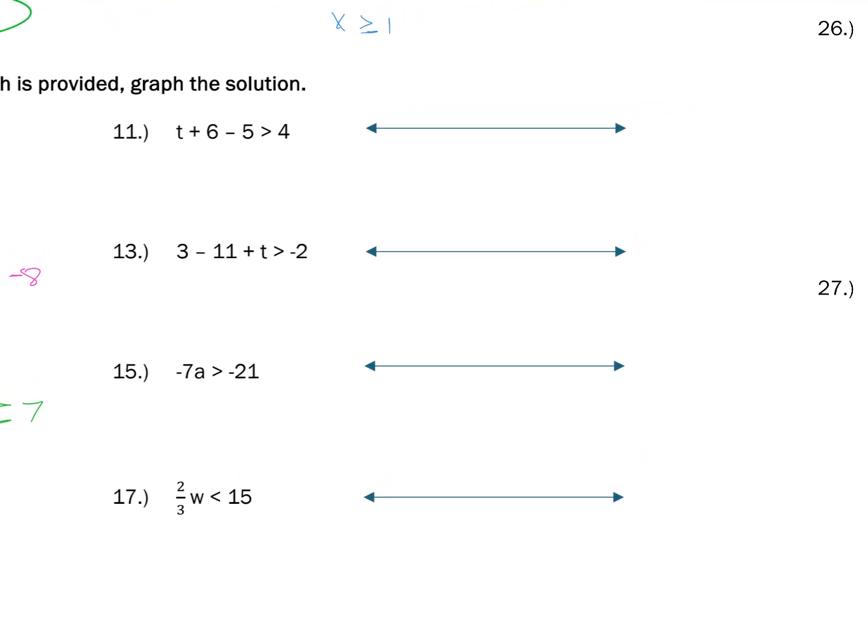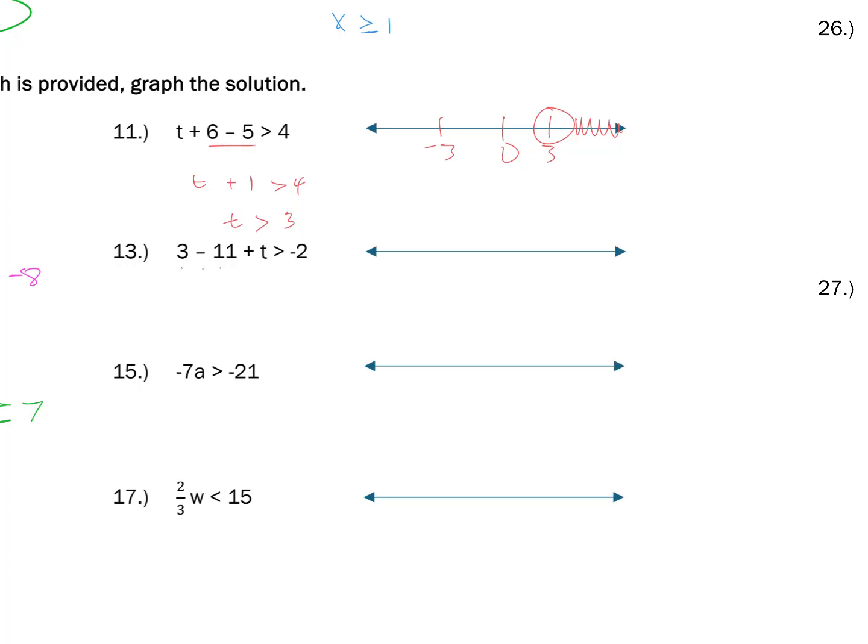Spooky. Okay, so they throw the teeniest, tiniest of curveballs at us. T plus 6 minus 5. 6 minus 5 is 1, okay? And then I'm going to subtract that 1, and I get 3. So here's 0, 3, -3, open dot on 3, and I'm shading to the right because that is all of the numbers that are greater than 3, right? Right.